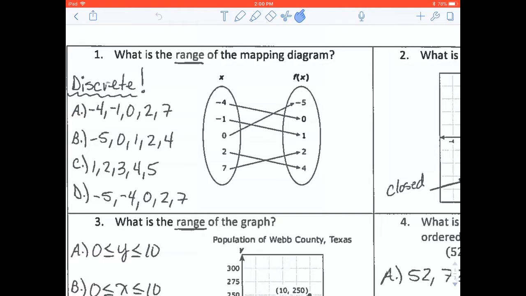Alright guys, here is the Unit 4 test review. Let's start with question 1. Question 1 is asking what is the range?